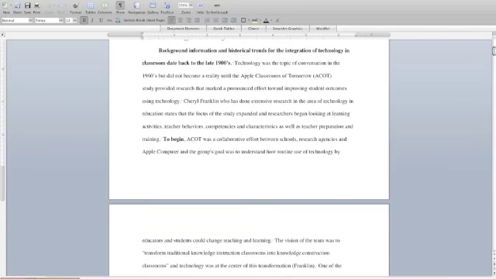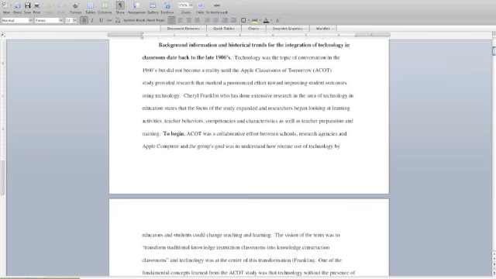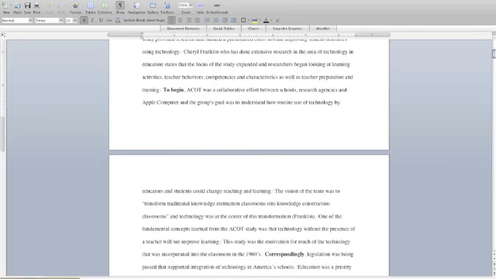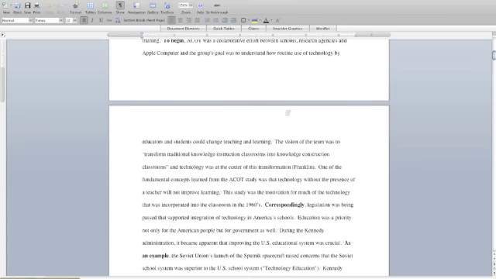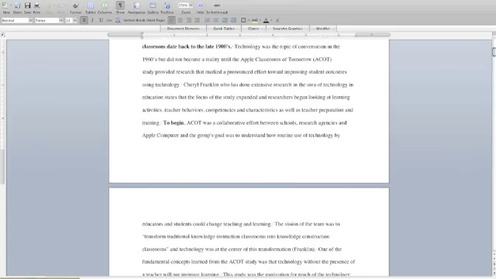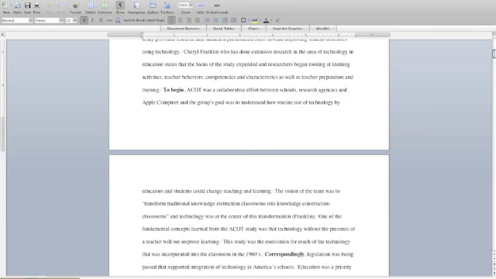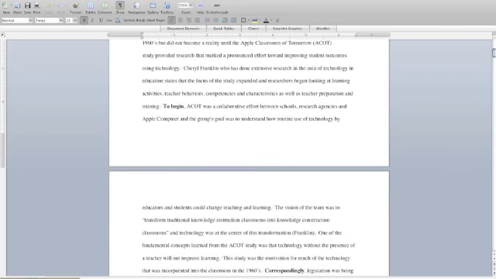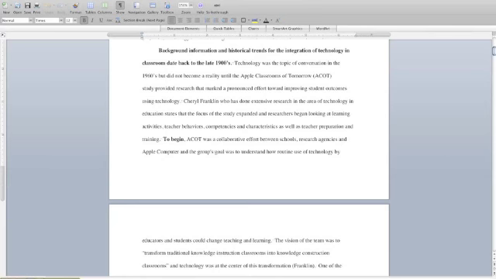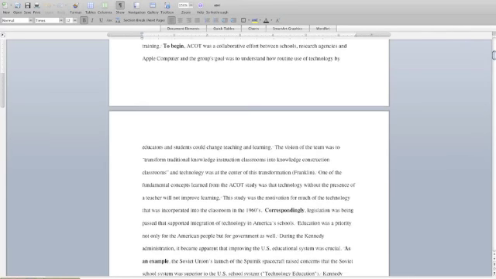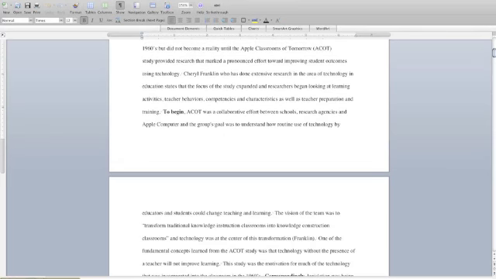And I'm not going to read this whole thing because this paragraph is pretty long, but notice that none of this information, as it refers to Cheryl Franklin and this Apple's classroom of tomorrow, is in quotes. All of this data is being paraphrased. So the student is revealing this information using their own words, but they're not taking credit for it because they didn't actually conduct these studies themselves. So let's scroll down, and notice there are a couple of in-text citations in there. There's one for Franklin, there's one for Acott.